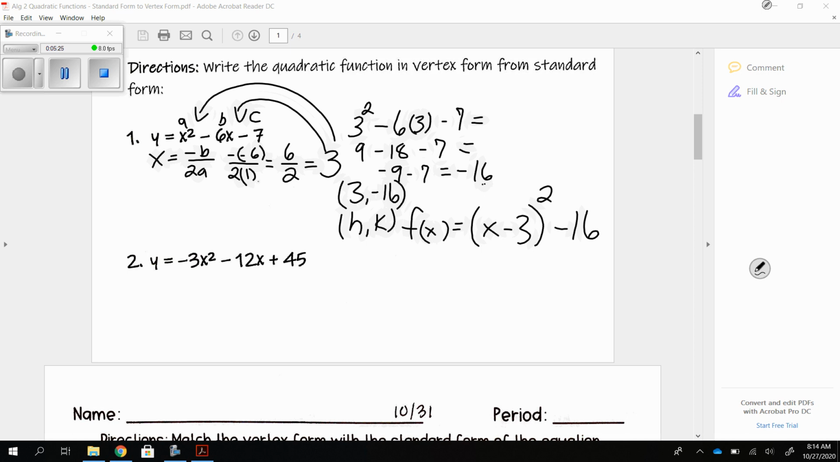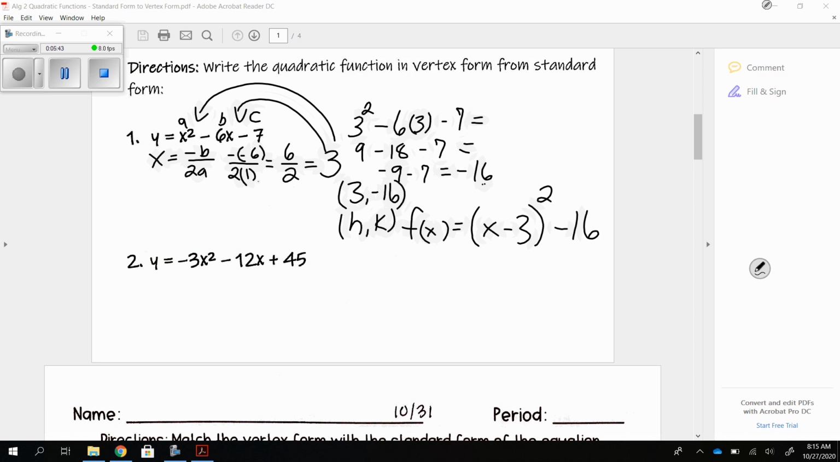F of x equals, there's no negative or a number in front of it. So we go to our parentheses, x minus, because we flipped the sign, do the opposite. All right, x minus 3 squared, and then minus 16. So let's move down, and we're going to do number 2 together.